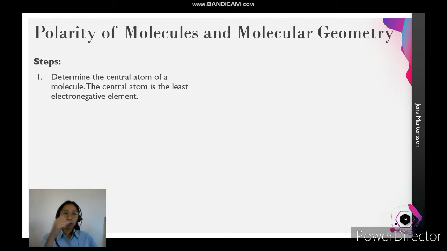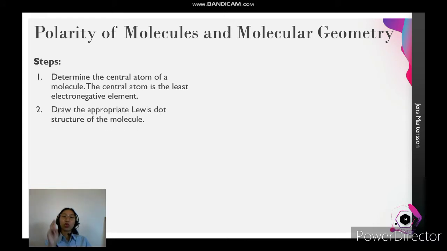So the first one is determine the central atom of a molecule. The central atom is the least electronegative element. Diba, ang central atom, kung mag-drawing ta ani or atong i-illustrate ang imong molecule, siya ang nasa center, of course, central atom. Unsa ang characteristics sa imong central atom? It is the least electronegative element. So, siya ang pinakababa og electronegativity value or EN value.